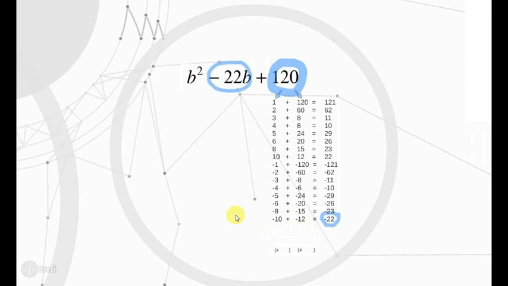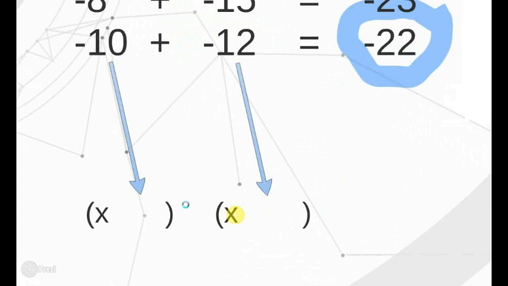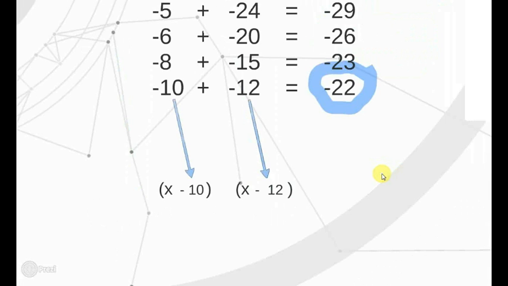Okay, so let's zoom in on that. So my final answer, I'm just going to pull down that negative 10. It's going to go right here, and the negative 12, it goes right there, and there's my answer, x minus 10 times x minus 12. Okay, so those are regular quadratics, and of course, feel free to go back and review those slides if you didn't catch the technique the first time around.